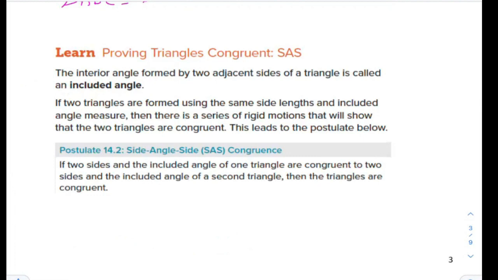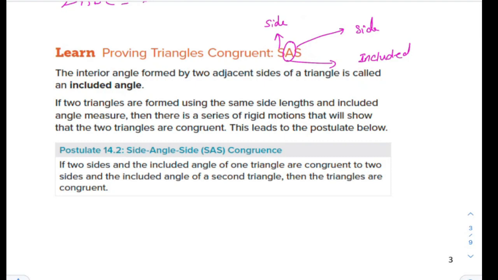Now we need to prove triangles congruent using SAS. From the short form, we can say that this means side, and this is also side. Here it's an angle, but not any angle. It should be the included angle. Included angle means between the sides.